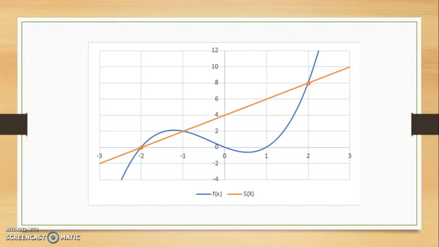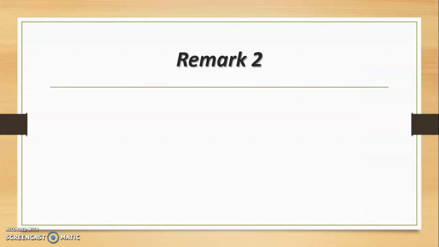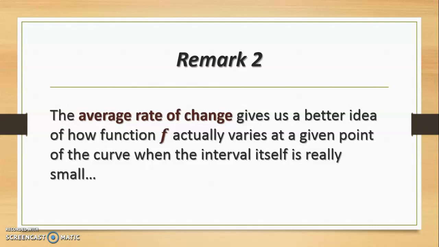Although the secant line's slope is positive and obviously constant, that's not true about the function, which has moments where it increases, decreases, there are moments where it even flattens out for a moment, and there are moments where it increases much quicker than the secant line itself is depicting. So the average rate of change obviously has some flaws. Let's say right away, though, that the average rate of change gives us a very good idea of how a function f varies at a given point if the interval is really small.